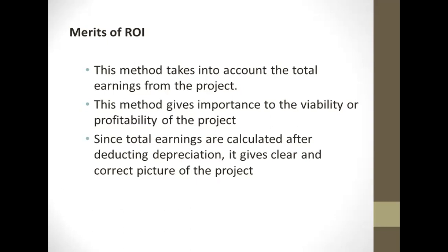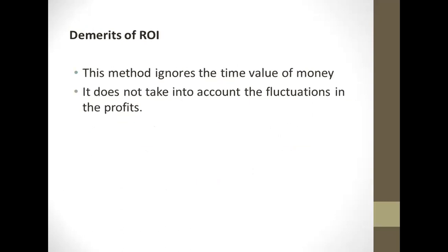This method takes into account the total earnings for the project. This method gives importance to the viability or profitability of the project. And since total earnings are calculated after deducting depreciation, it gives clear and correct picture of the project. What are the demerits? This method ignores the time value of money. So here we do not calculate the present value of the money. So time value of money is ignored. It does not take into account the fluctuations in the profits.